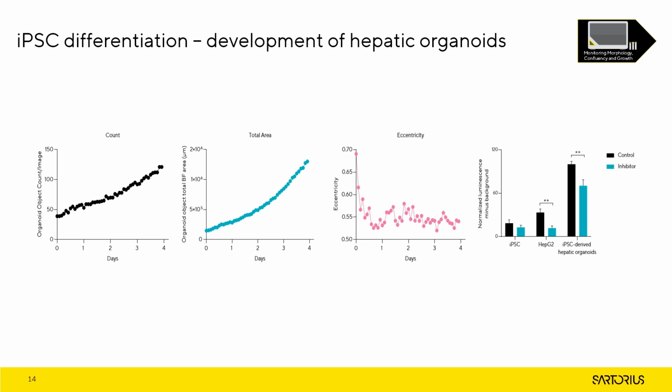iPSC-derived hepatic organoids, on the other hand, displayed the highest activity, and their enzyme activity was significantly reduced upon treatment with the enzyme inhibitor, indicating that these organoids were indeed of the hepatic lineage.